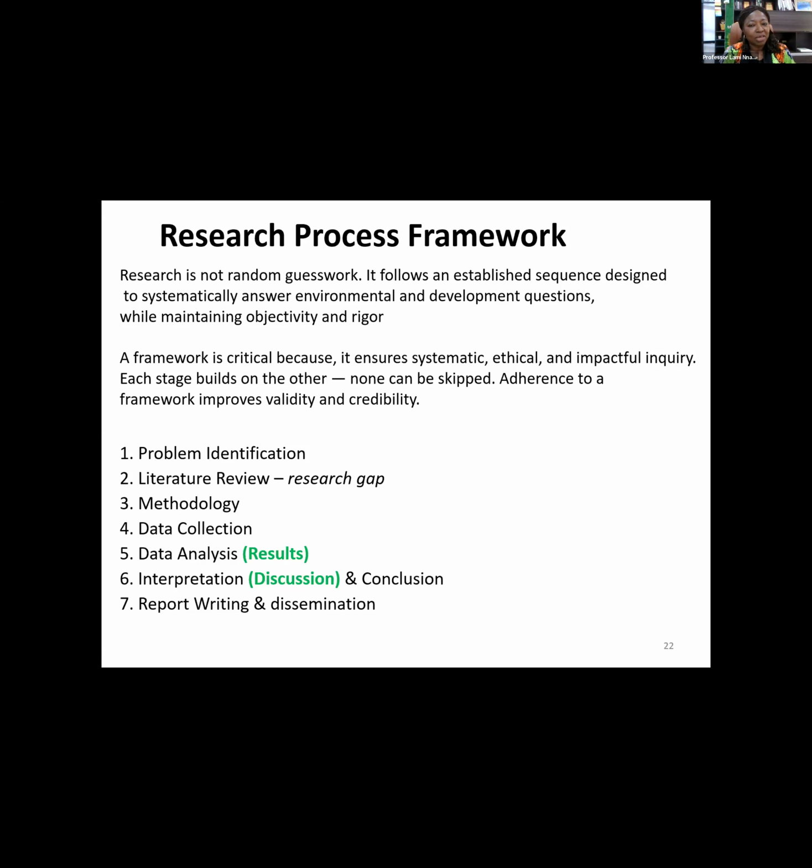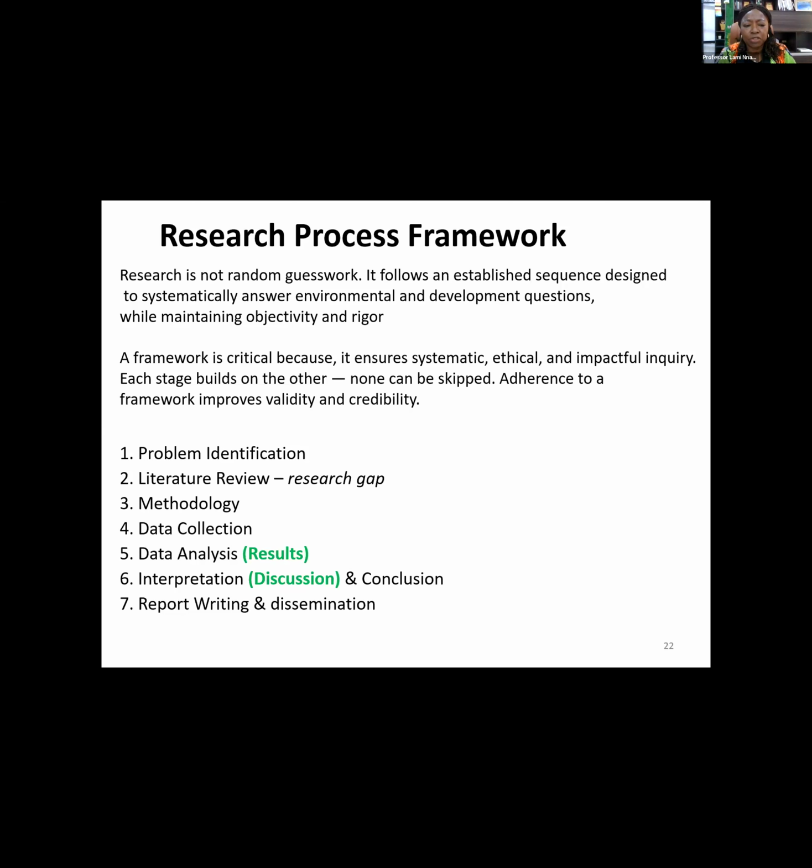So research is not random guesswork. There is a framework for it, and this framework is what I have tried to display here. You first of all identify a problem. How do you identify the problem? Not from my house. I do some literature search. Maybe there's an idea in my head. I go and search the literature, okay? And then identify the research gap. A lot of researchers are not in this area, but there's a gap. They didn't do this. So that's the research gap.